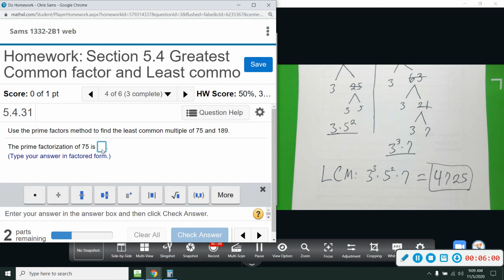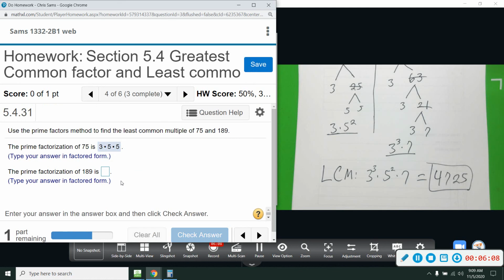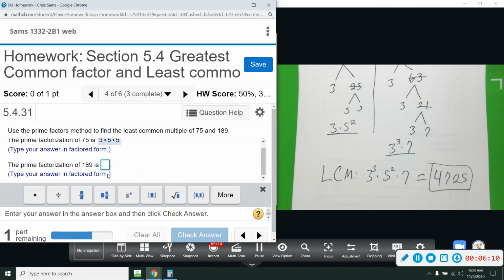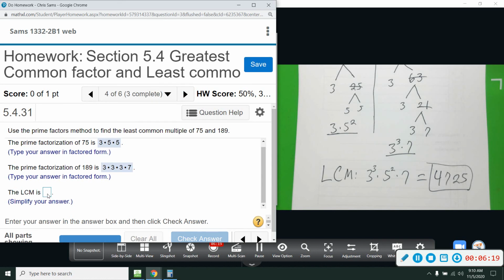With 75, 3, I'm just going to type it all out instead of doing the power. And then I'm going to do the same thing with 189. 3 threes and a 7. And then the 4725.